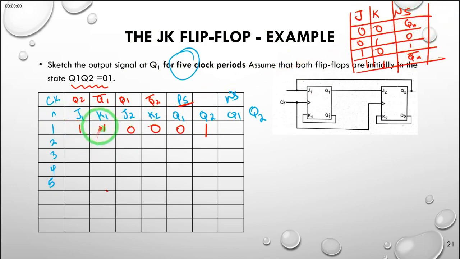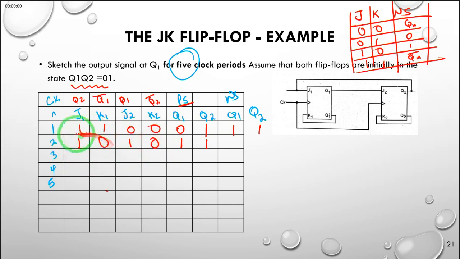Therefore, when we find that we have JK as 1, 1, we know the next state will be Q1 bar, which was 0 and therefore becomes 1. When we have 0, 0, we know it will remain as Q2. Since Q2 was 1, then we have a 1. And these two become 1 and 1, and we transfer them to where they are. So Q1 we bring here. Q1 bar becomes 0, Q2 becomes 1, and Q2 bar becomes 0.